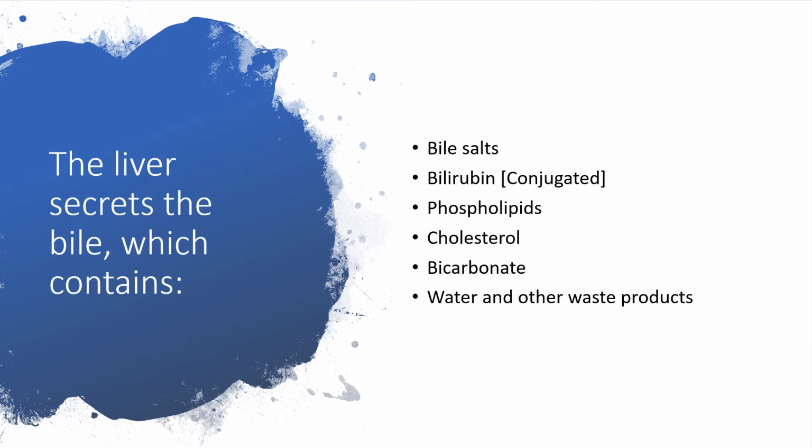The liver secretes the bile, and the bile will contain the following: bile salts, bilirubin that should be conjugated. If we're dealing with unconjugated bilirubin, then we will need phototherapy. But if the unconjugated bilirubin is excessively high, then we will need exchange blood transfusion. It also contains phospholipids, cholesterol, bicarbonate that will help in neutralizing the hydrochloric acid from the stomach. It contains water and other waste products.